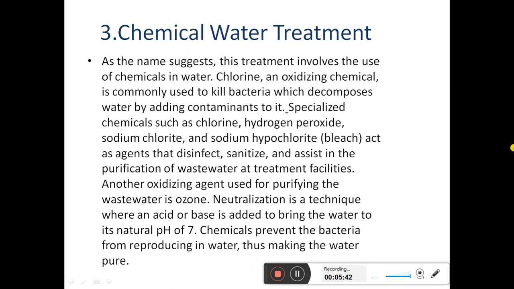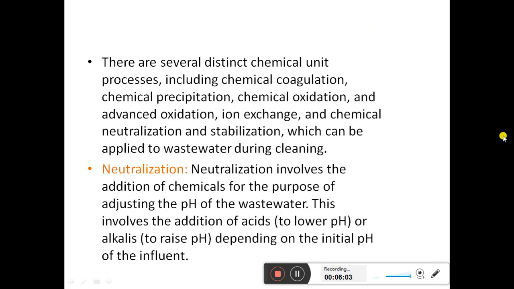Another oxidizing agent used for purifying wastewater is ozone. Neutralization is a technique where an acid or base is added to bring the water to its natural pH of 7. The chemicals prevent the bacteria from reproducing in the water, thus making the water pure. There are several distinct chemical unit processes, including chemical coagulation, chemical precipitation, chemical oxidation and advanced oxidation, ion exchange, and chemical neutralization and stabilization, which can be applied to the wastewater during cleaning.